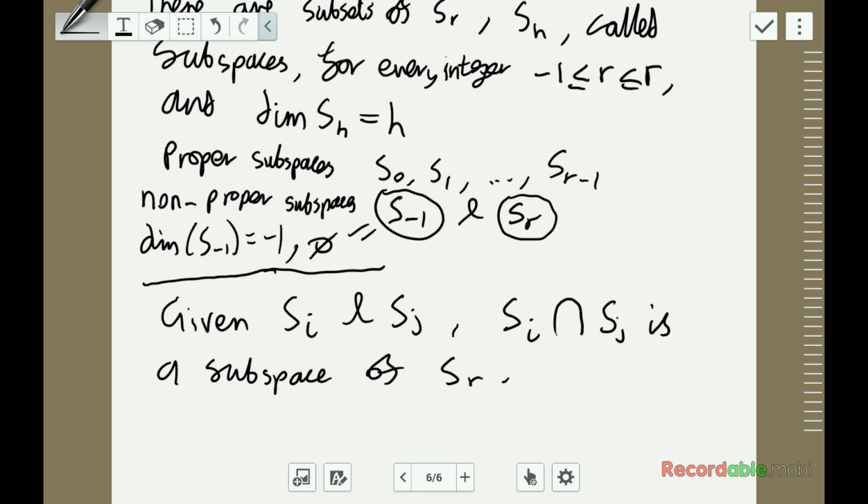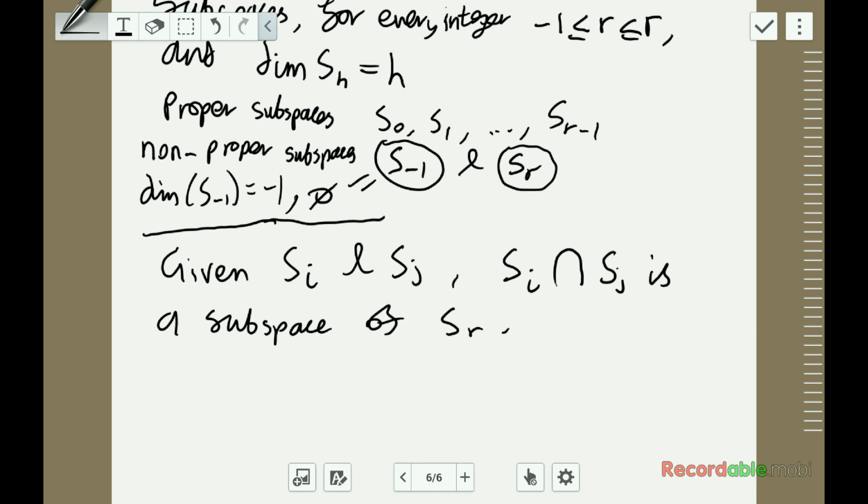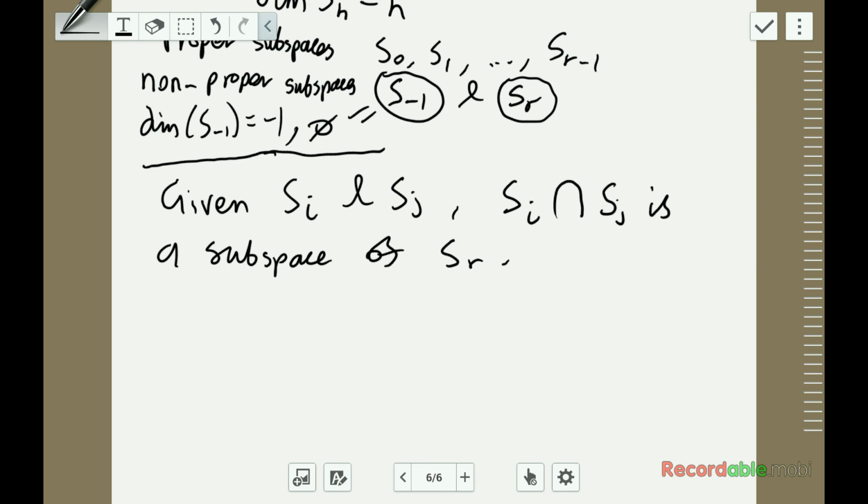Just like if you have a line in 3D space, that's a 1D subspace, and a plane in 3D space, that's a 2D subspace. If those two intersect, they intersect at a point. A point is a zero-dimensional subspace of the 3D space. So that's making sense of our intuition. So we have this intersection operation.